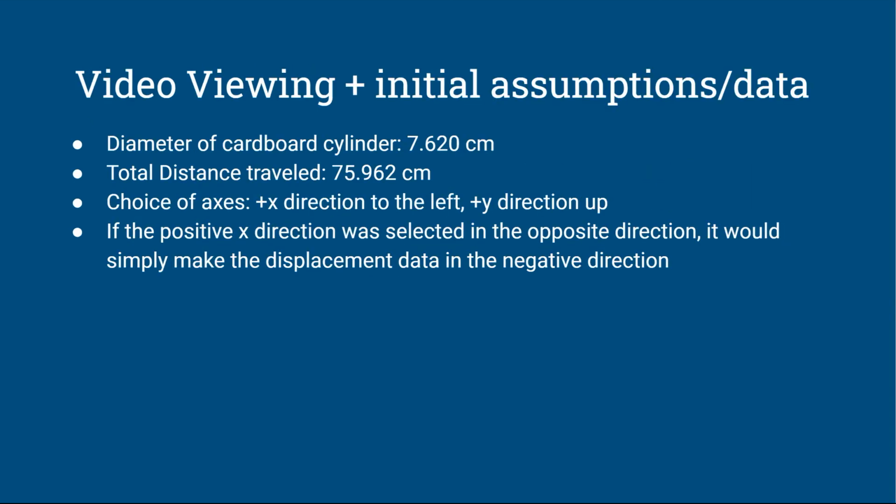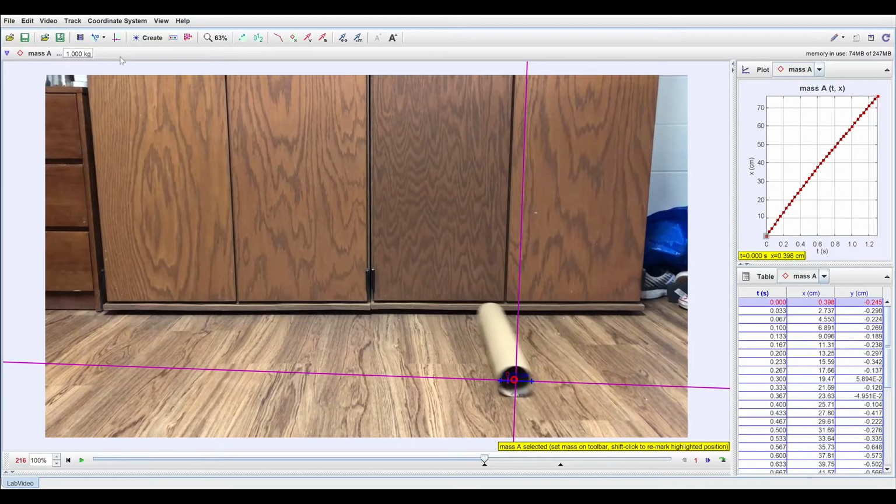Before I show my video in Tracker, it's important to understand these initial assumptions and data. The diameter of the cardboard cylinder that I'm rolling is 7.62 centimeters. The total distance that it travels is 75.962 centimeters. The choice of axes is the plus x direction to the left and the plus y direction up. If the positive x direction was selected in the opposite direction, it would simply make the displacement data negative. Moving on to a demonstration of our Tracker software.